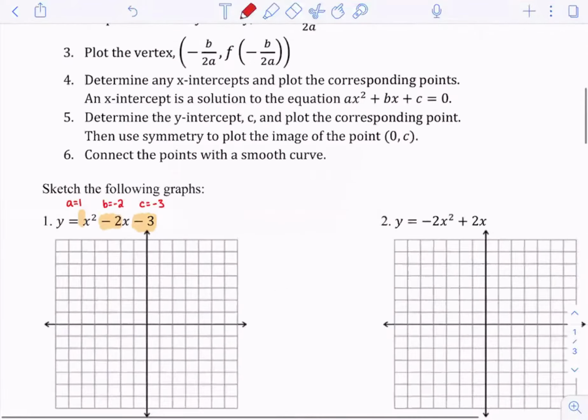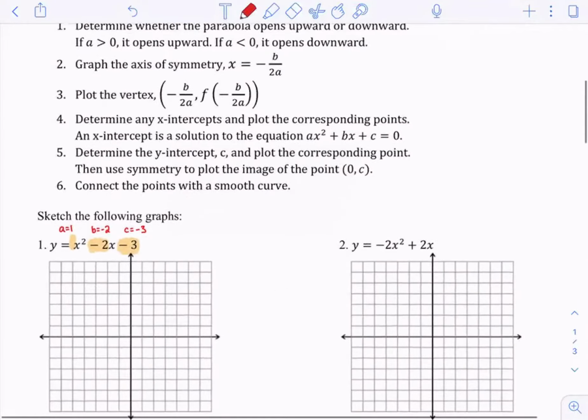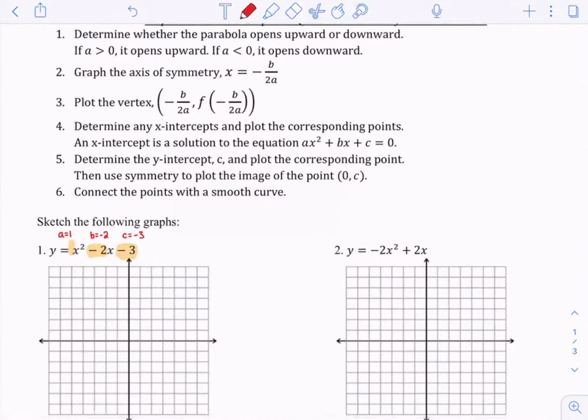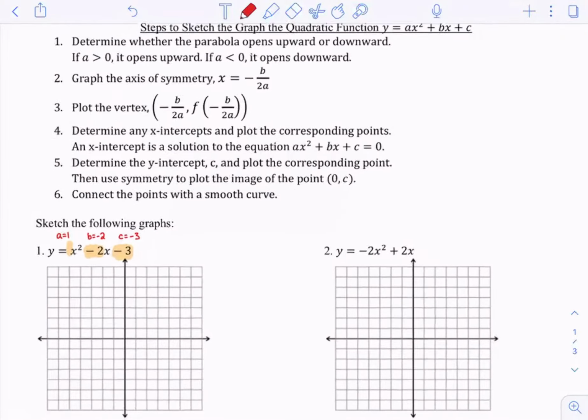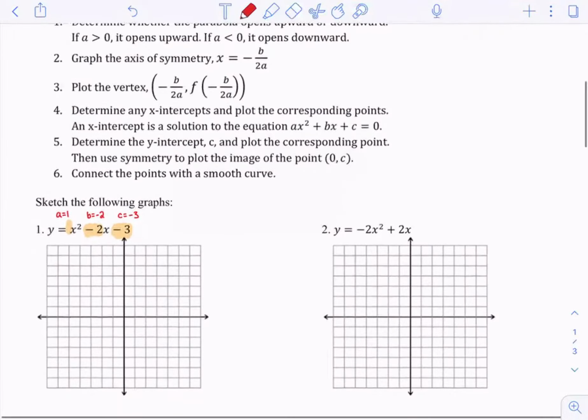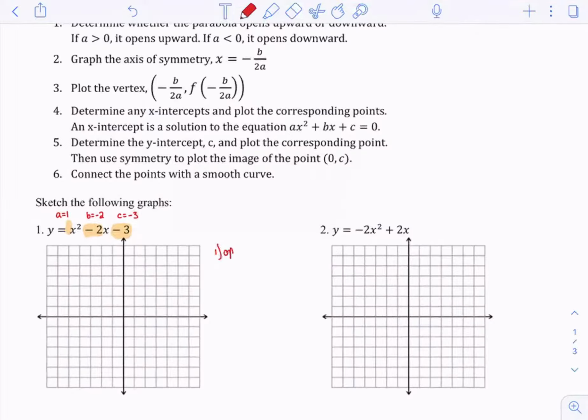So that kind of helps you out here because it says if A is greater than 0, then it opens upward. So that's the first thing. The first thing here is that this opens upward because A is greater than 0. Okay, so that's the first thing.